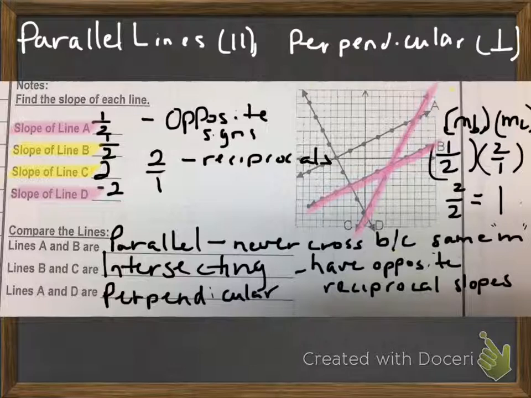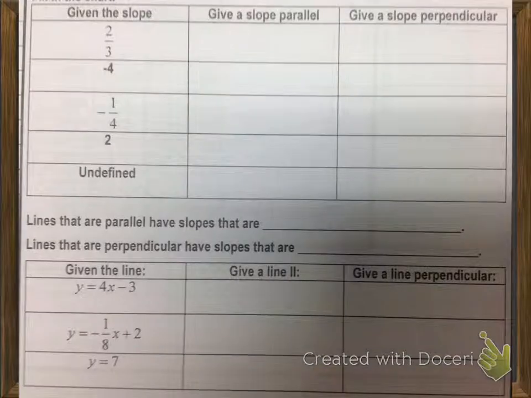If we have opposite signs and reciprocals, or opposite reciprocals, then whenever we multiply our slopes together, what should the result always be? Negative. What should it always be when you multiply perpendicular slopes together? Negative 1. If you multiply your two slopes together and they don't come out to be negative 1, you do not have perpendicular lines. So it always has to be. All right, let's look at our next examples.